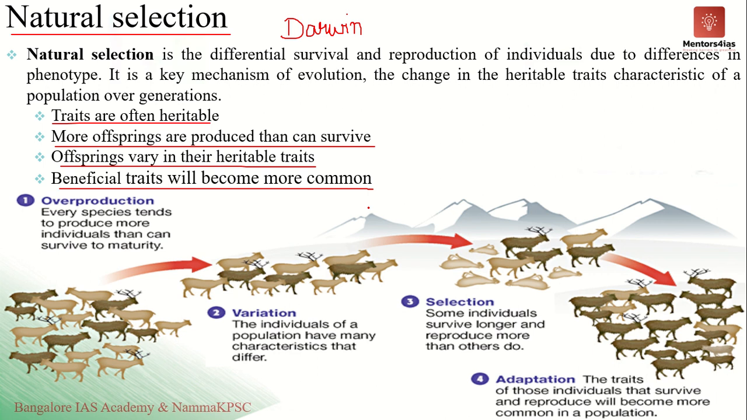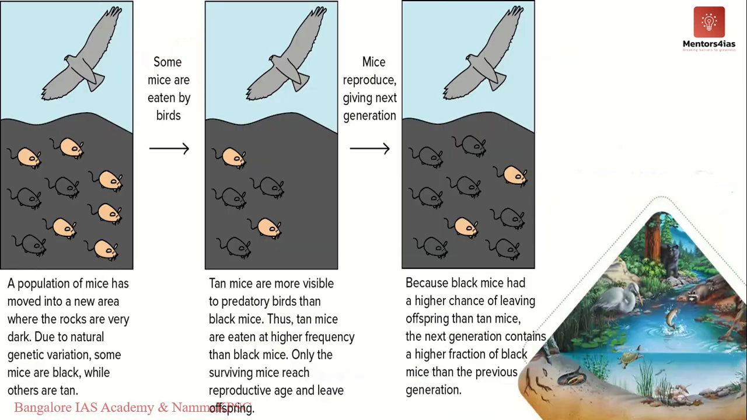environment. So this is not clear. Let us take an example, and through this example, this particular concept should be entirely clear. So take this image over here, take the first image. Here we can see that there's a population of mice which has moved into a new area where the rocks are very dark. Due to natural genetic variation, some mice are dark in color, that is black in color, whereas some mice are light in color.